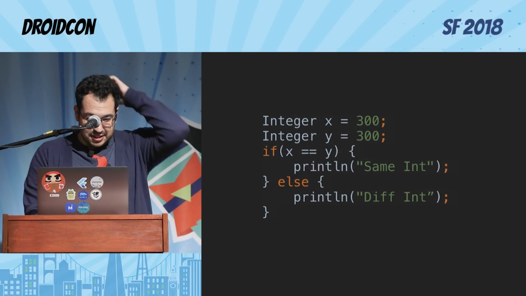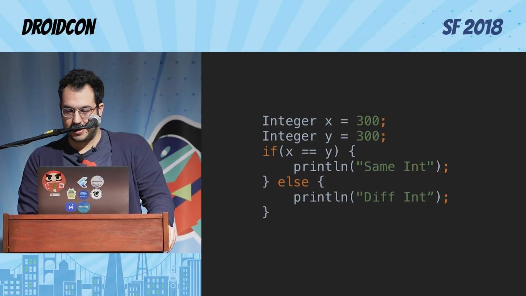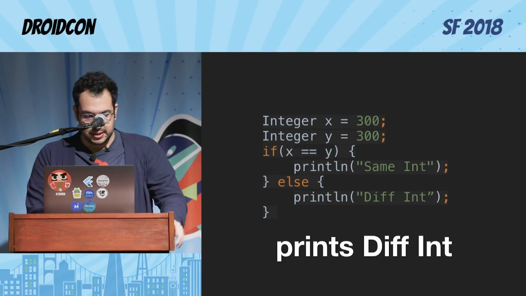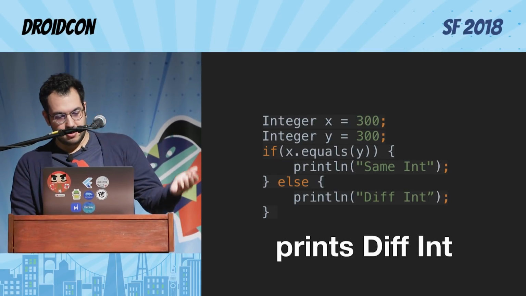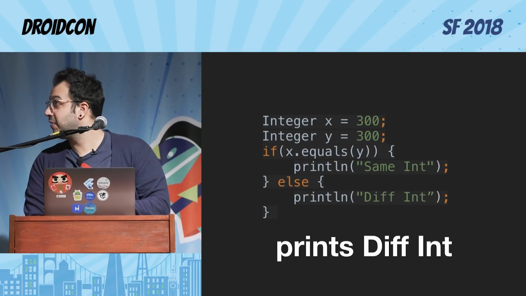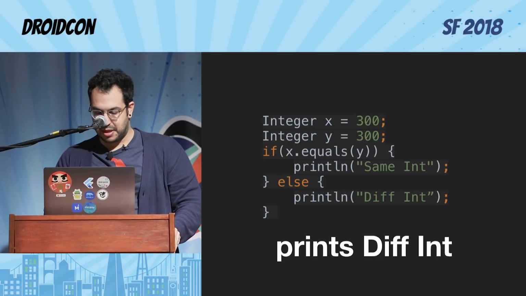I had this nice code, and I was like, yeah, this should print the same integer, right? But it actually didn't print the same integer. This is Java code. And it's because it's a classic issue in Java where we are checking for referential equality instead of value equality. So if we want to do it right, we need to use the actual equals method in the object.